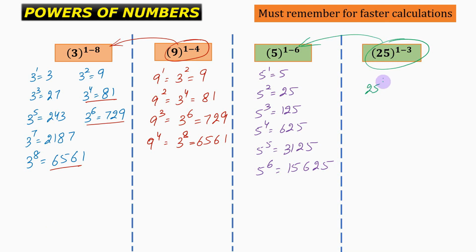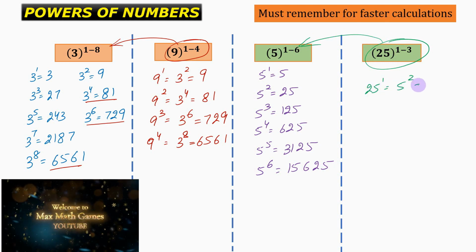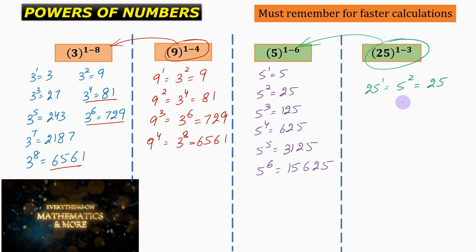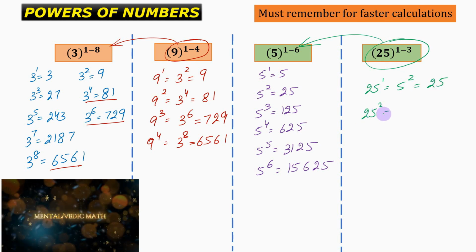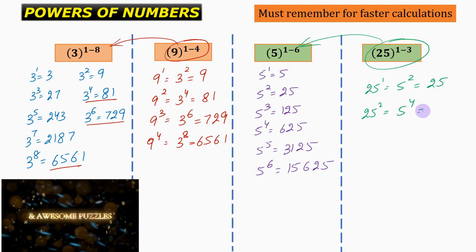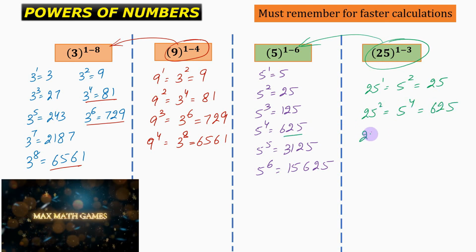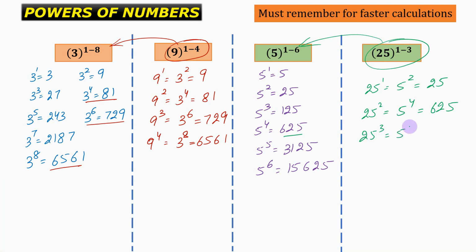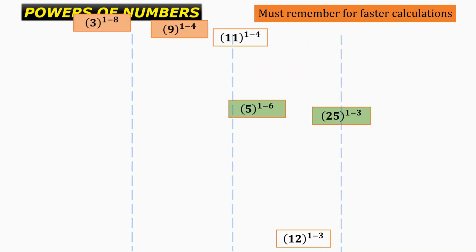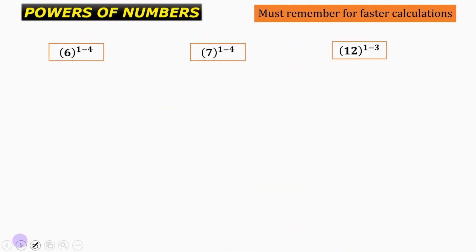Now we will solve the powers of 25 and relate it with the powers of 5. So 25 to the power 1 is obviously equal to 5 square, and it is obviously equal to 25. 25 square is equal to 5 to the power 4, which is equal to 625, and 25 to the power 3 is equal to 5 to the power 6, which is equal to 15625.